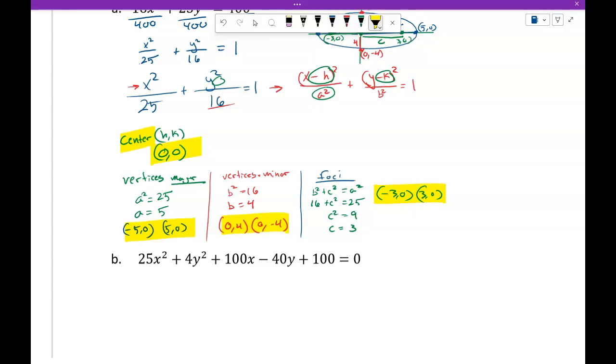The center at (0, 0). The vertices on the major axis were 5 units left and right of center. The vertices on the minor axis were 4 units above and below center. And the foci were 3 units left and right of center. And that's the general process for trying to find all of those features regardless of where our ellipse is centered and what it is. We want to start with where is the center and what direction does the major axis run so that we can properly identify the major and minor vertices as well as the foci.